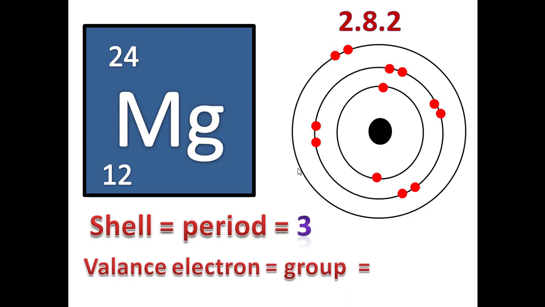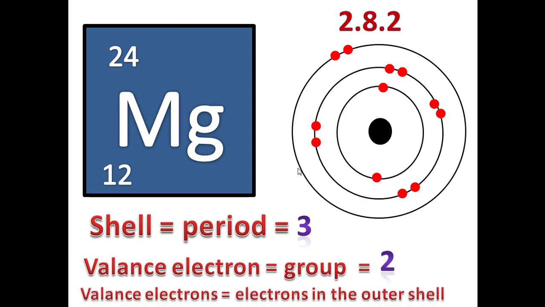The valence electrons equal the group number. What is the meaning of valence electrons? Valence electrons are the electrons in the outer shell. So we have 2 electrons in the outer shell, and they are equal to the group number. So the group number is 2.